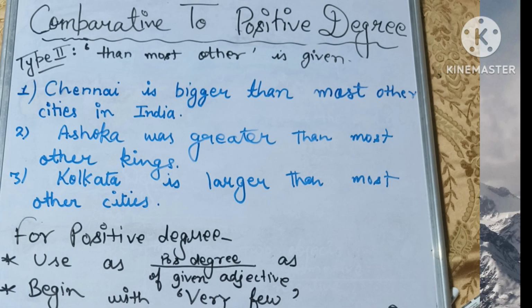Now we move to type 2 or category 2, when they will give you "than most other" keys. For example, Chennai is bigger than most other cities in India. Ashoka was greater than most other kings, and so on.